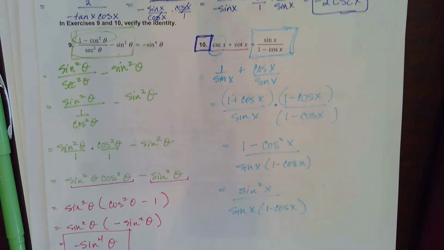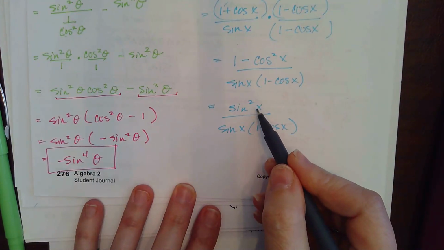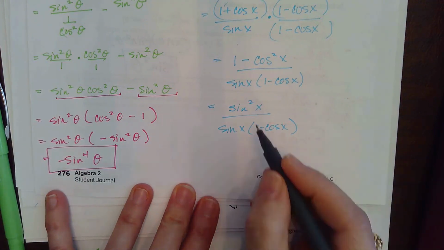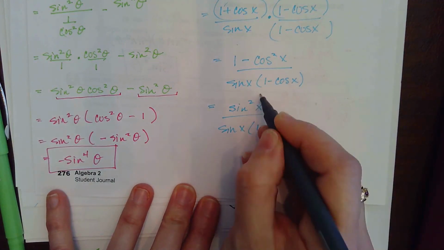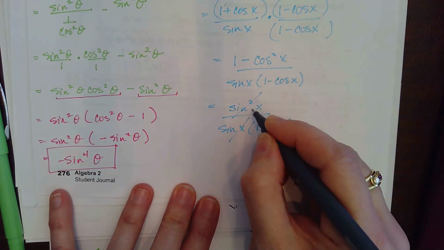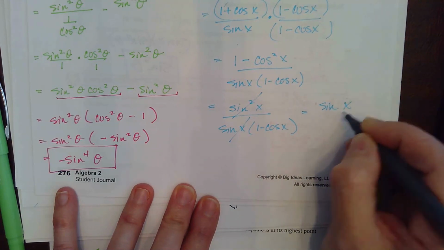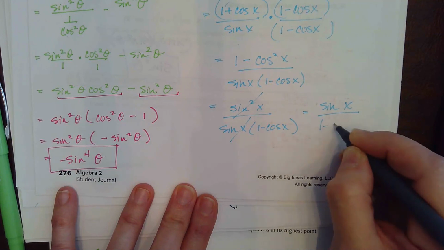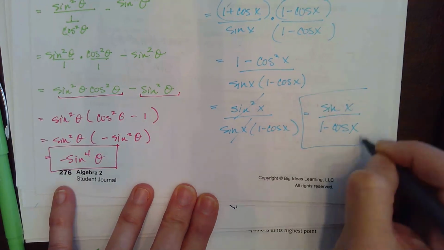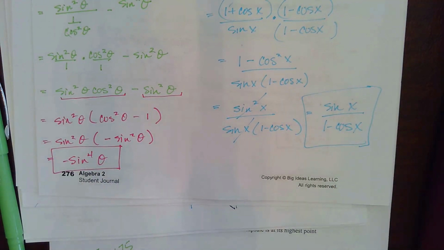Notice that I have a sine squared x over sine of x. Because these are both factored out, I can reduce that. It's kind of like having an x squared over an x. So I can get rid of one of the sines on top. It cancels with one on the bottom. And that's how I end with that.